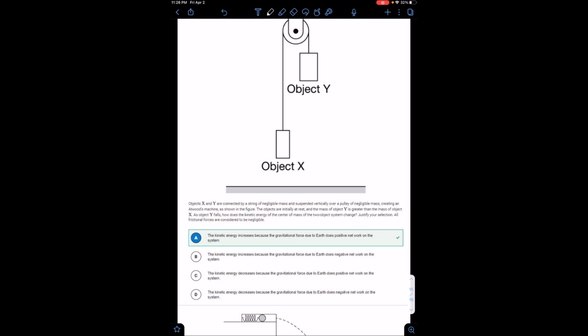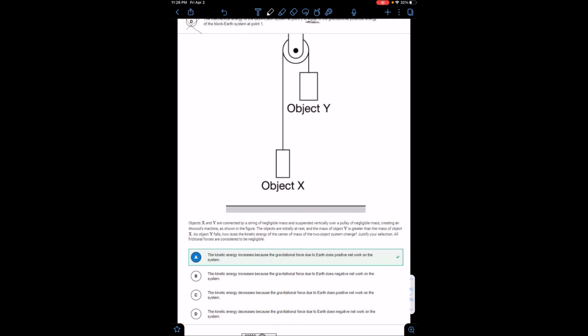So the initial will be when it's at rest, and the final will be when it's moving. So let's just place, since we know that the mass of Y is greater than the mass of X, let's just place the center of mass over here. Let's just put it over here. So now let's visualize it.